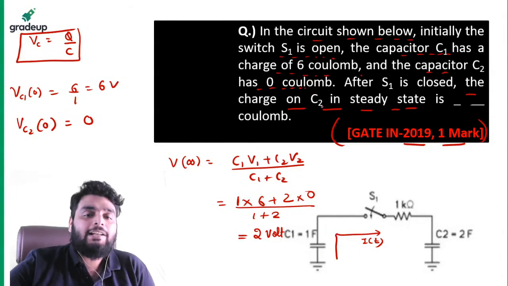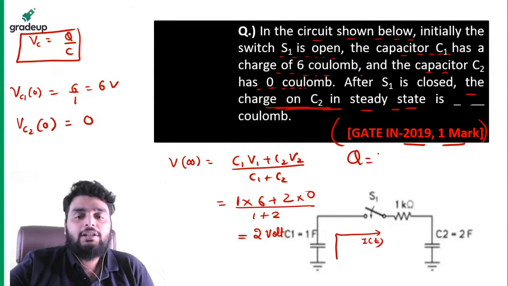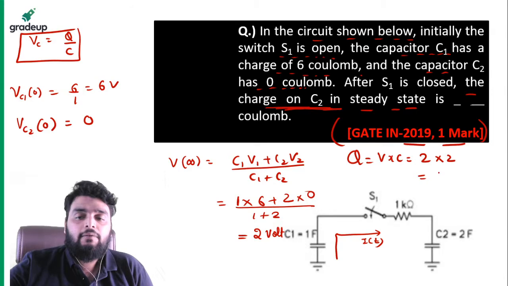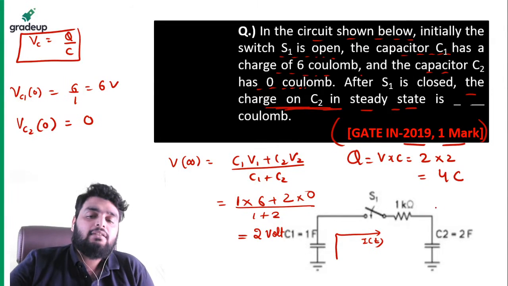But what I need to find out? I need to find out the charge on C2. So what is the formula of charge? Voltage multiplied by capacitance. So voltage is 2 volt, capacitance is 2 farad. It gives you 4 coulomb. So this much charge will come across the capacitor C2.